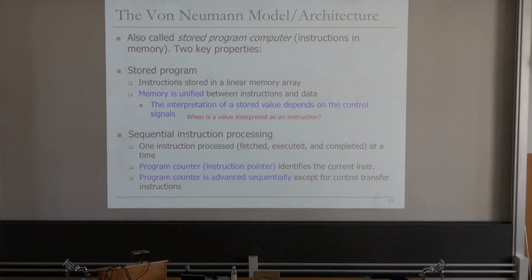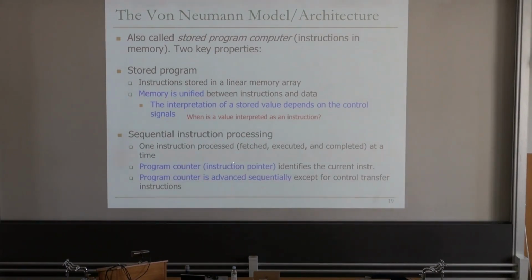Sequential instruction processing is a real hallmark of the von Neumann architecture, and that's enabled a lot of development because it has enabled a lot of programmers to get their heads around programming these systems. It's really easy to reason about. Basically, one instruction is processed at a time. It's fetched, executed, and completed. And the next instruction starts only after this instruction is done.